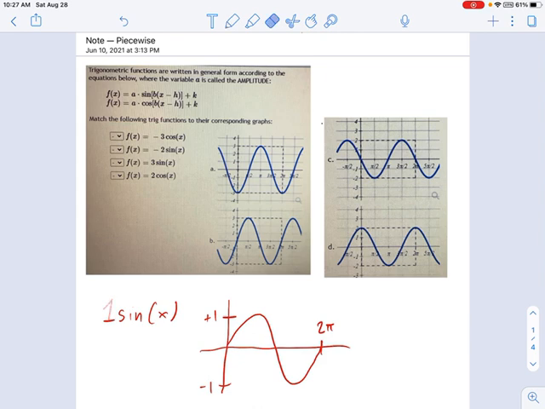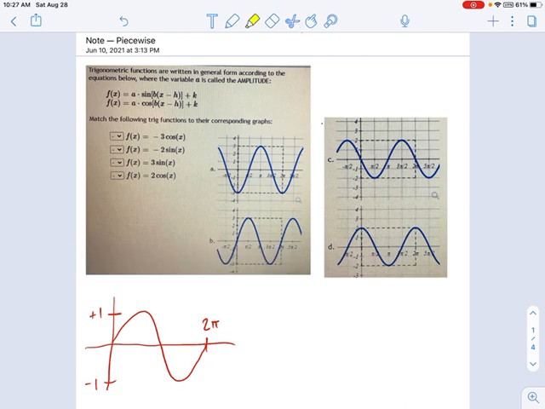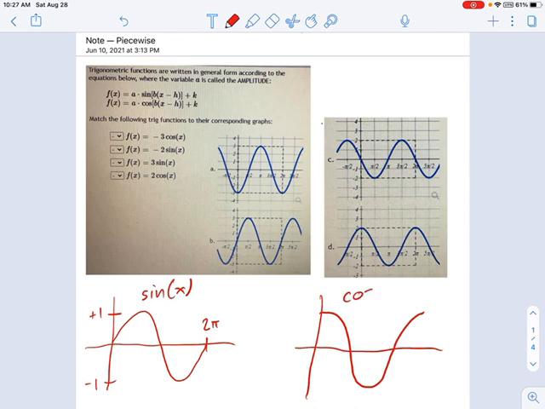So let's keep track of what our sine function looks like. Hold on, let me just move this guy over. This is our sine function. And let's get our cosine function over here too. Cosine starts high, comes low, and then goes back up like that. Okay, so that's cosine of x. Okay, so let's take a look at A, for example here.